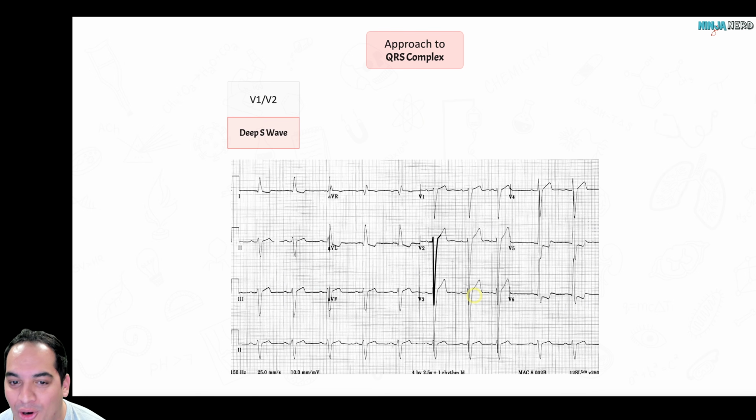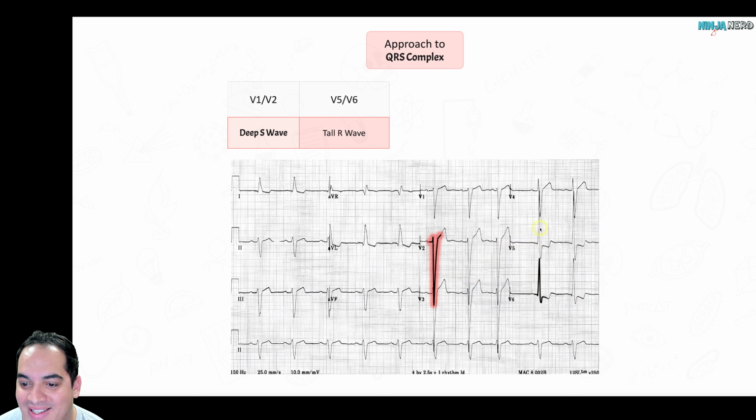What about hypertrophy now? Well, with hypertrophy, I want to look again at V1 and V2. And I want to see what these S waves do. So if these S waves are crazy deep, I'm talking insanely deep here, right? And then I look over at V5 and V6 and I see that these R waves are through the roof. That's super suggestive of left ventricular hypertrophy.